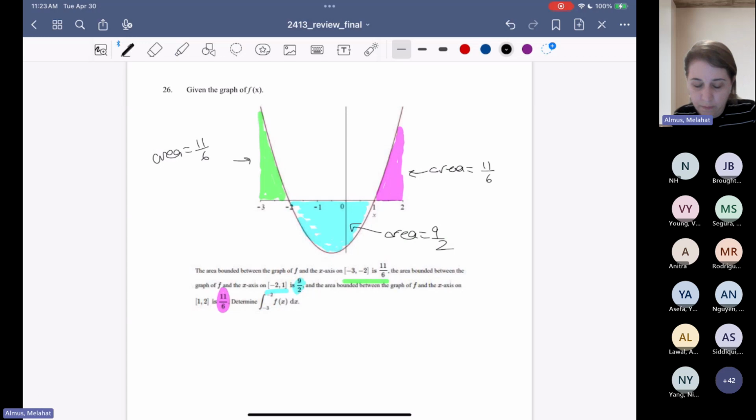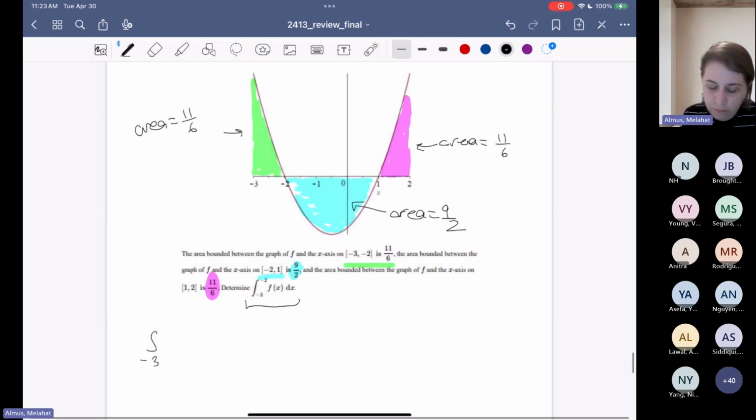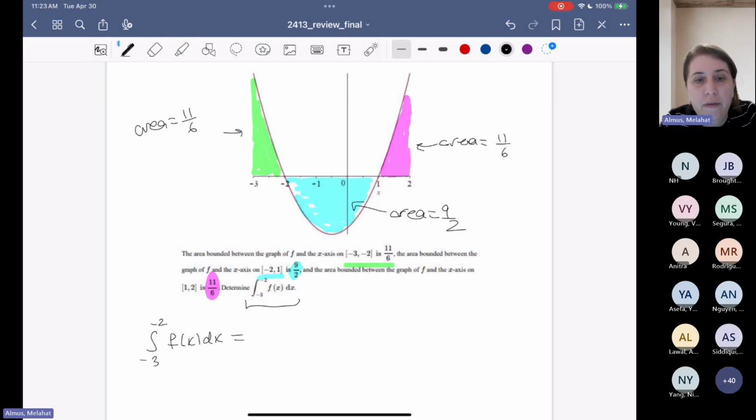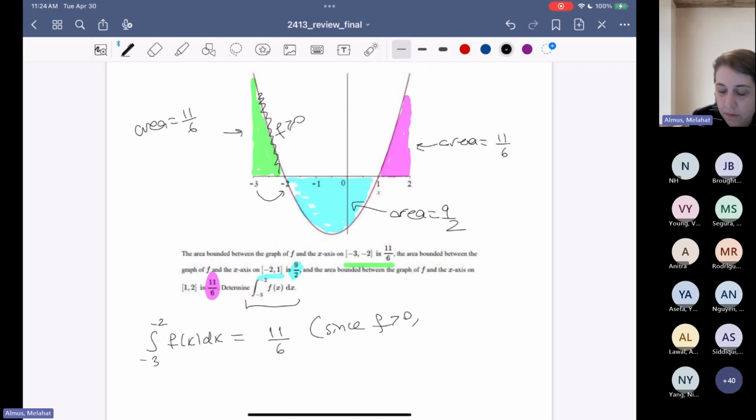Okay, what do they want from us? They want us to compute the integral from -3 to -2. Oh, interesting, it's that much. Okay. So if it is from -3 to -2, you already have the answer in front of you. What do you say? What's the integral from -3 to -2? Here, from -3 to -2, the function is positive. Yes, that's it. 11 over 6. Since f is greater than 0, integral equals area.